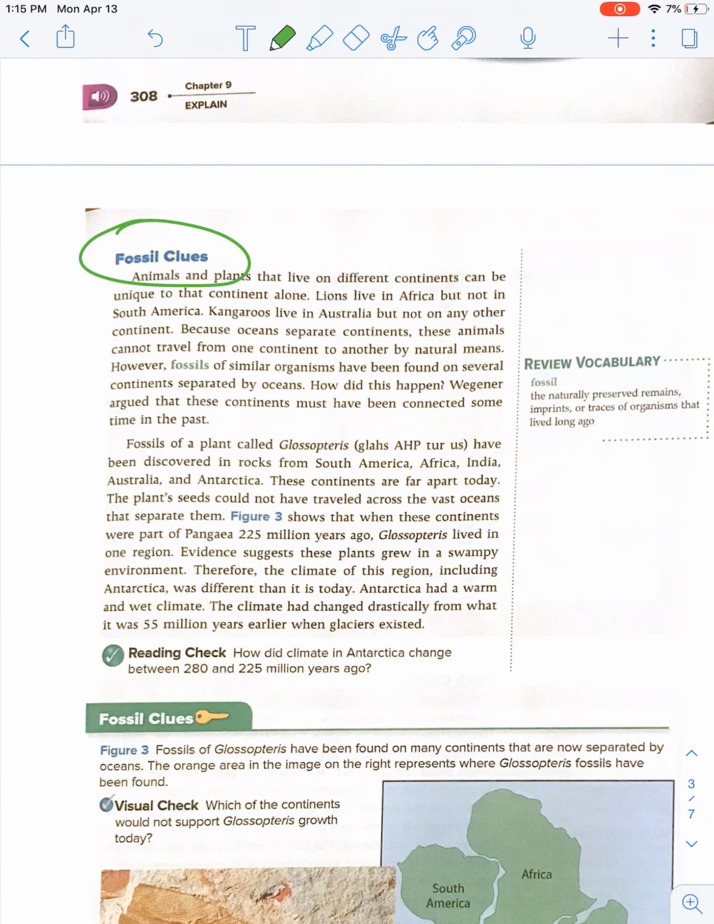So animals and plants that lived on different continents can be unique to that continent alone. Lions live in Africa, but not in South America. Kangaroos live on Australia, but not on any other continent. Because oceans separate continents, these animals cannot travel from one continent to another by natural means. However, fossils of similar organisms have been found on several continents separated by oceans. How did this happen? Wegener argued that these continents must have been connected at some time in the past.